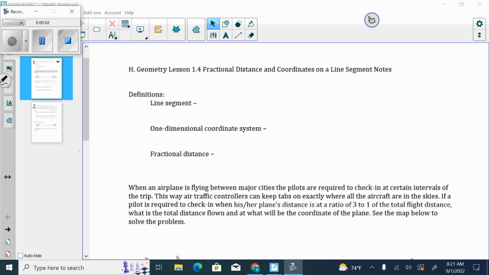Okay, so today we're going to be talking about fractional distance and coordinates on a line segment. So this is why it's important that we be able to identify which one's x1 and which one's x2.